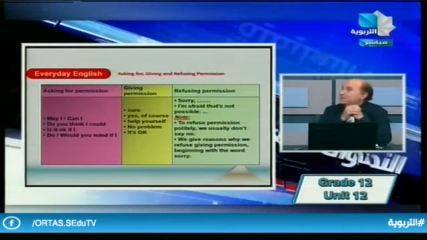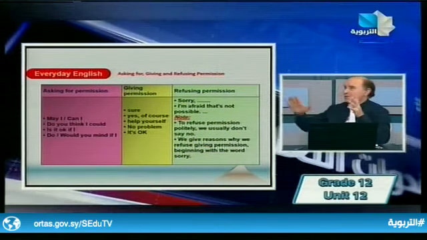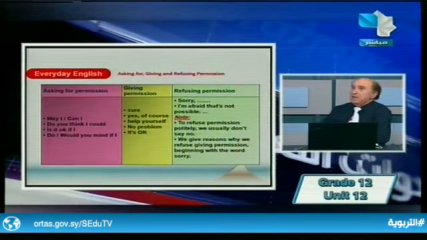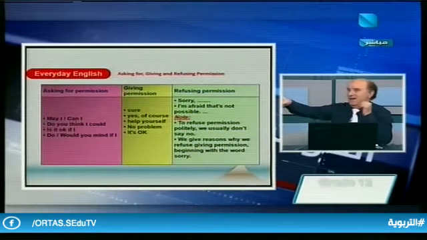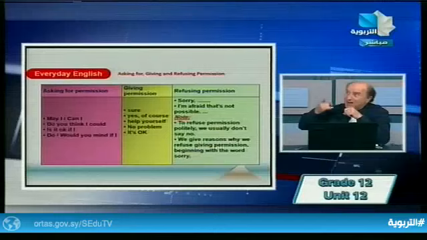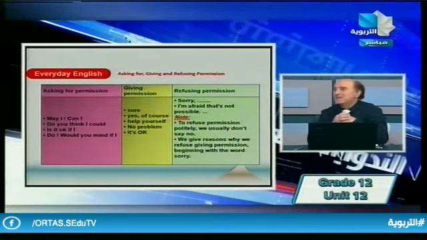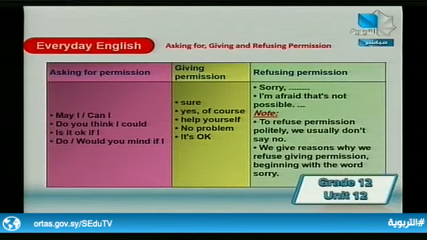What about refusing permission? If I say, can I open the window? It's hot here. You say, sorry, you can't. Here you say sorry. So we must start with the apologizing word, sorry. Very nice, good. Or do we say something equivalent in meaning?